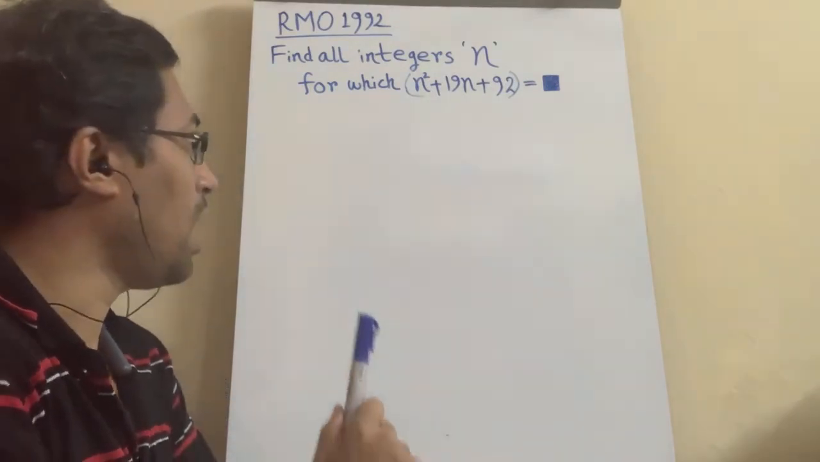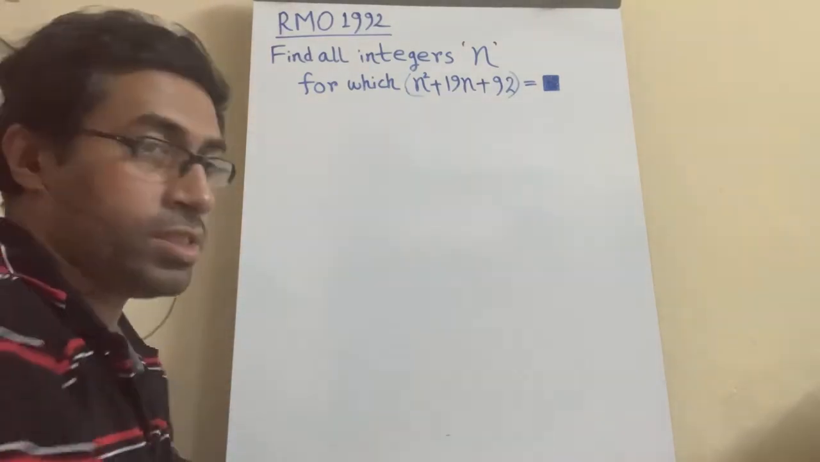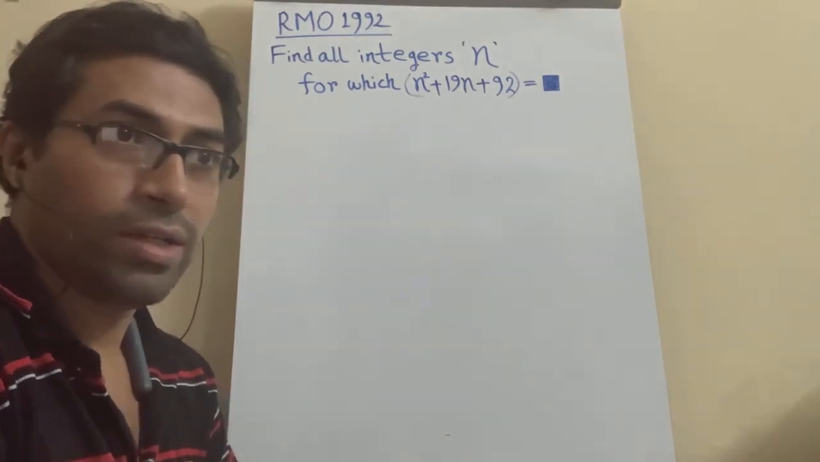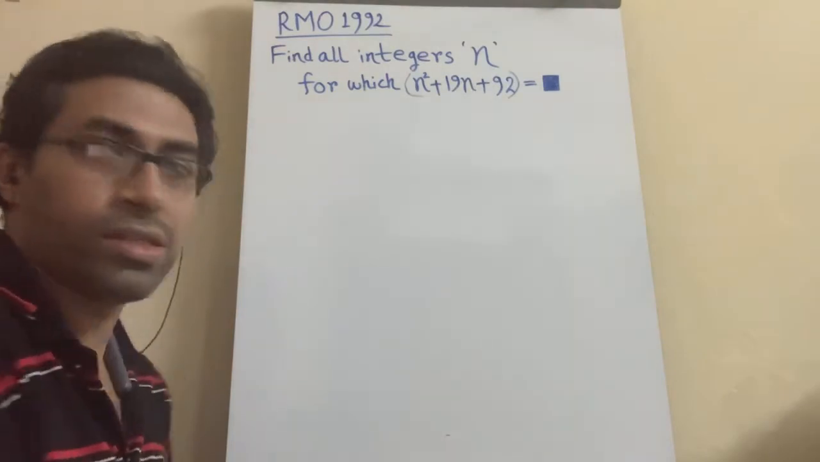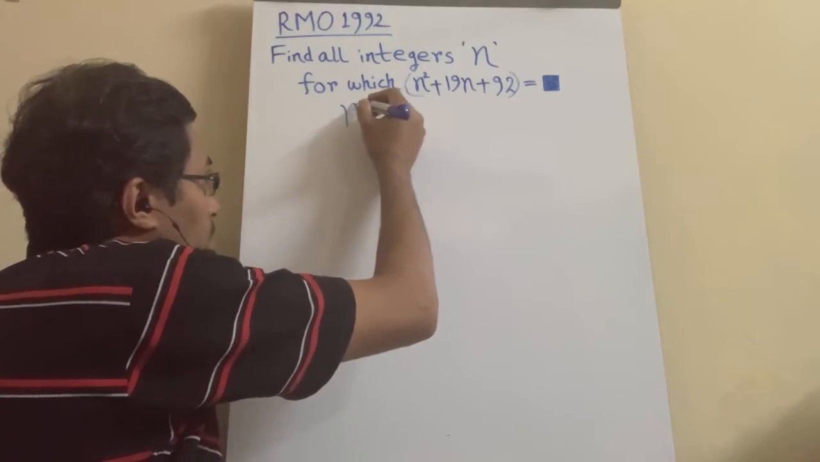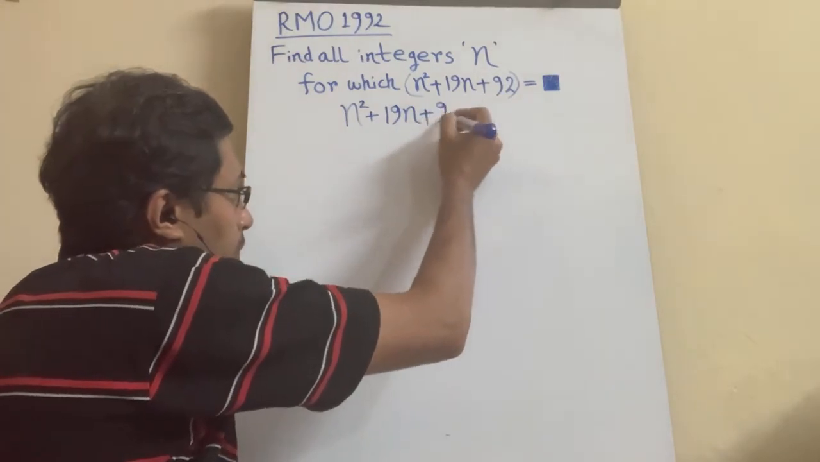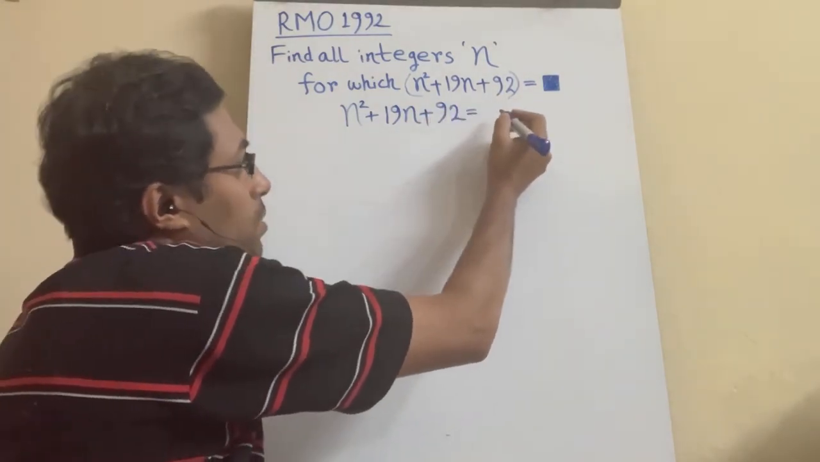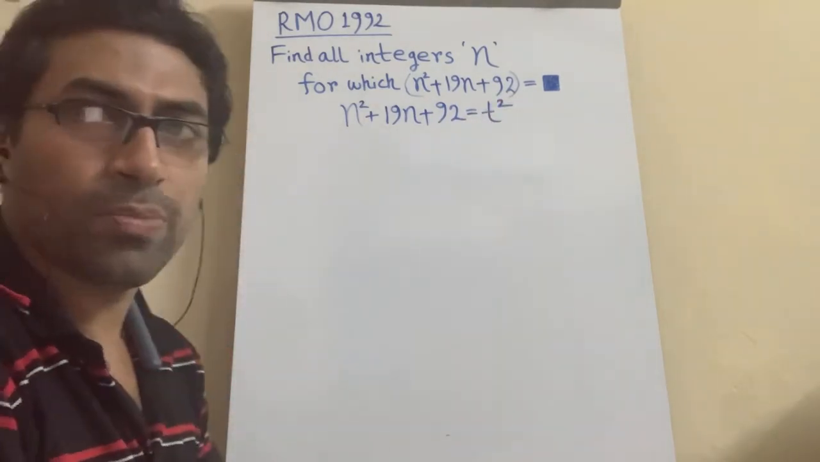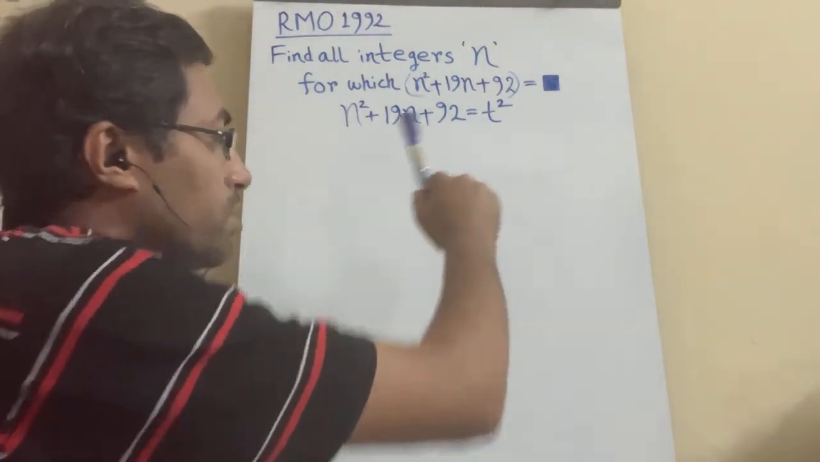So how can we proceed? We have to check if this expression is equal to some perfect square or not. First of all, we don't even know whether such a solution really exists or not. Let us just assume that there is a solution, and this expression n square plus 19n plus 92 is indeed equal to some perfect square t square, where t is a positive integer. Even if t is a negative integer, it doesn't matter because we are dealing with the squared version of it.